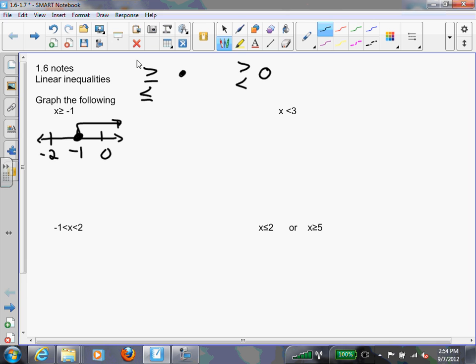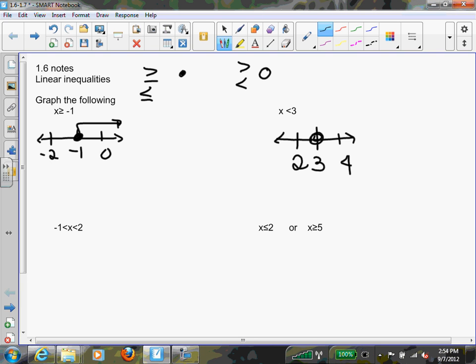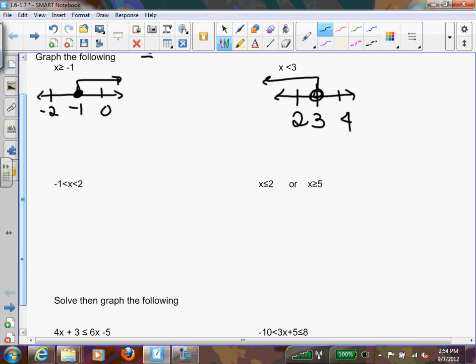All right, what about this one? This is saying x is, so here's 3, here's 4, here's 2. Open or closed? And the arrow points to the left. Are we good? Okay.